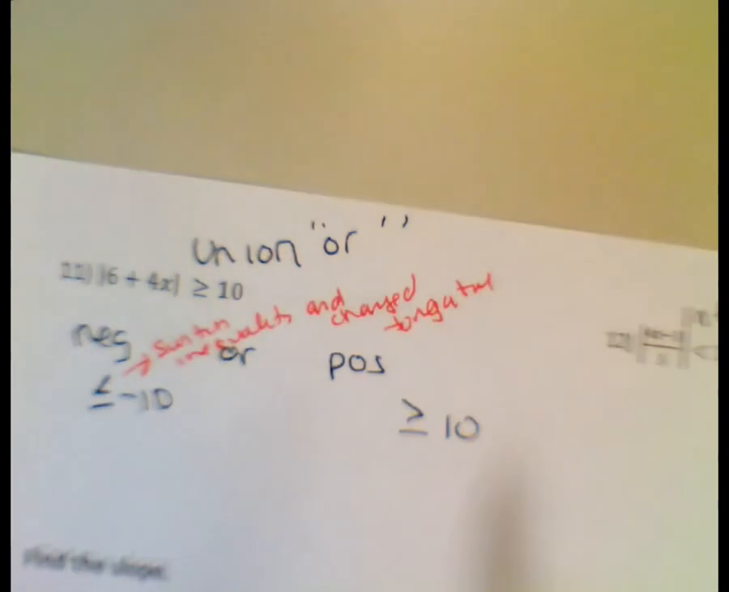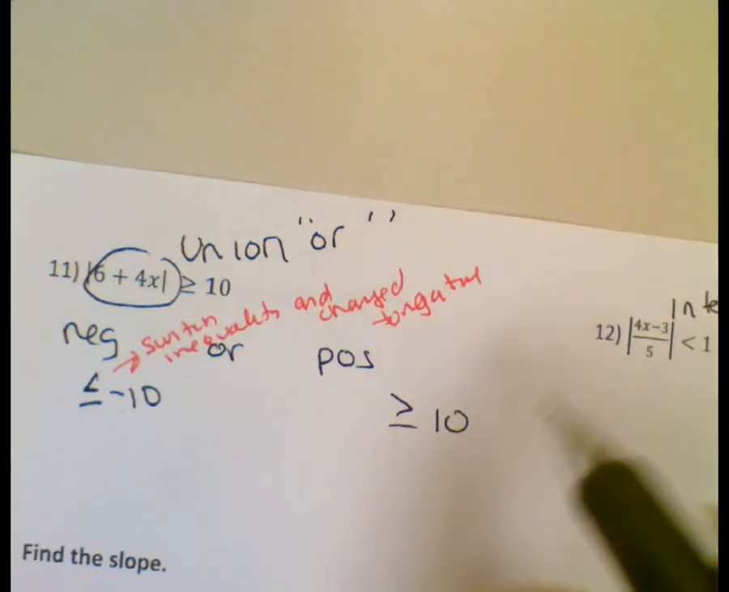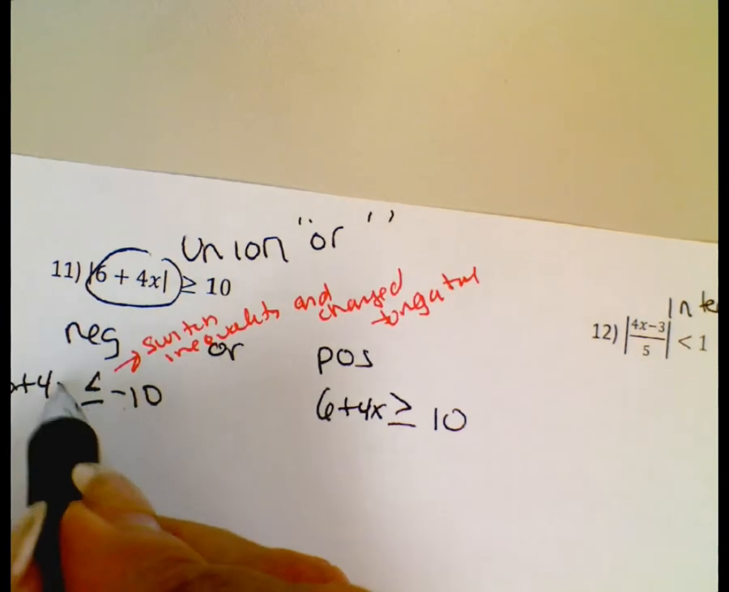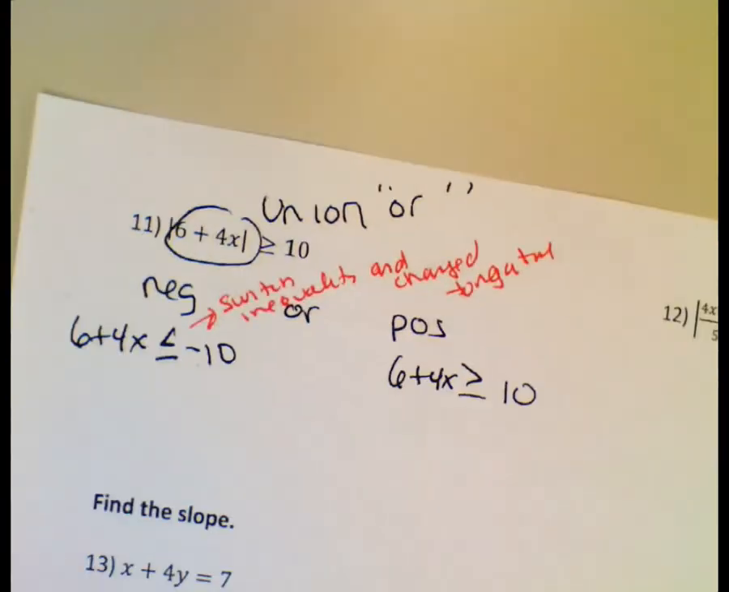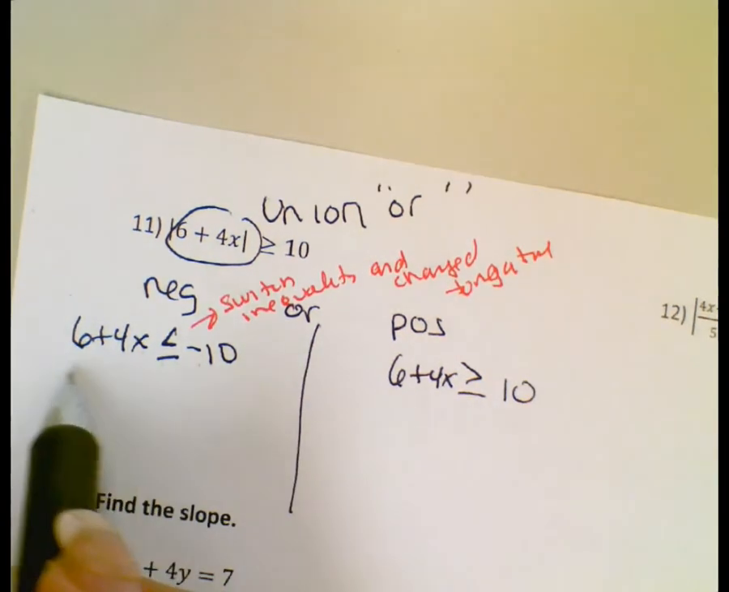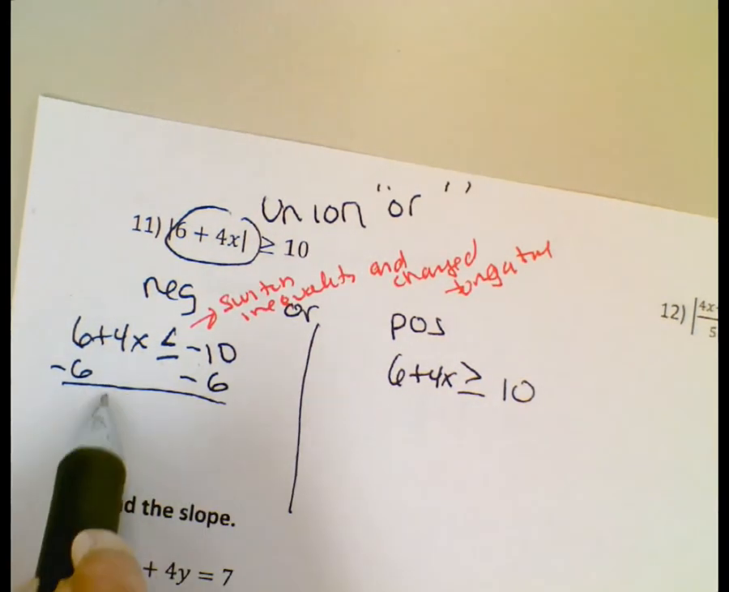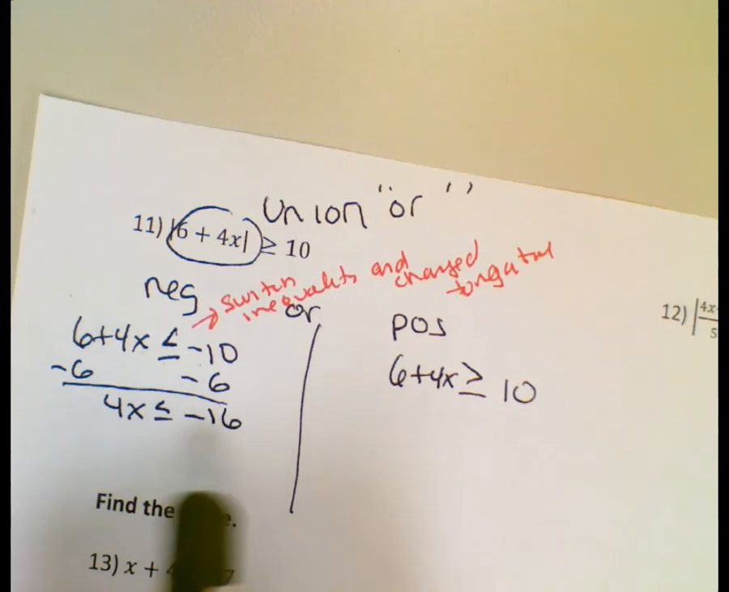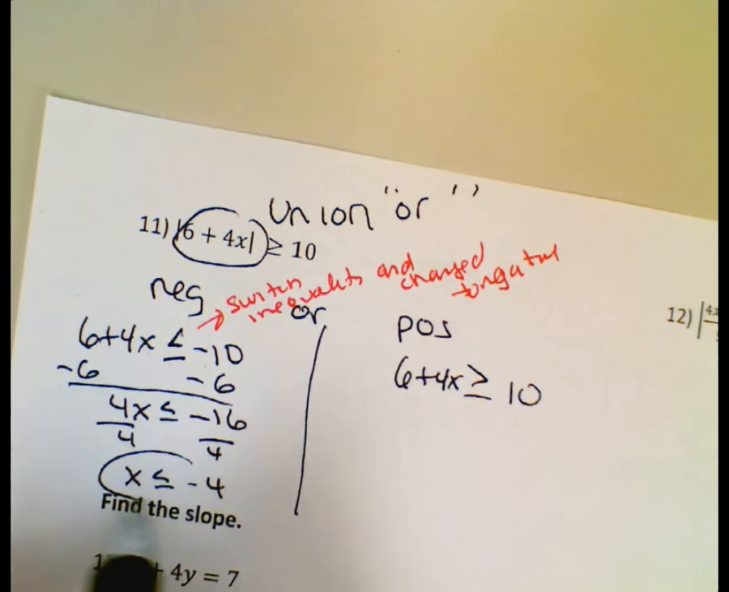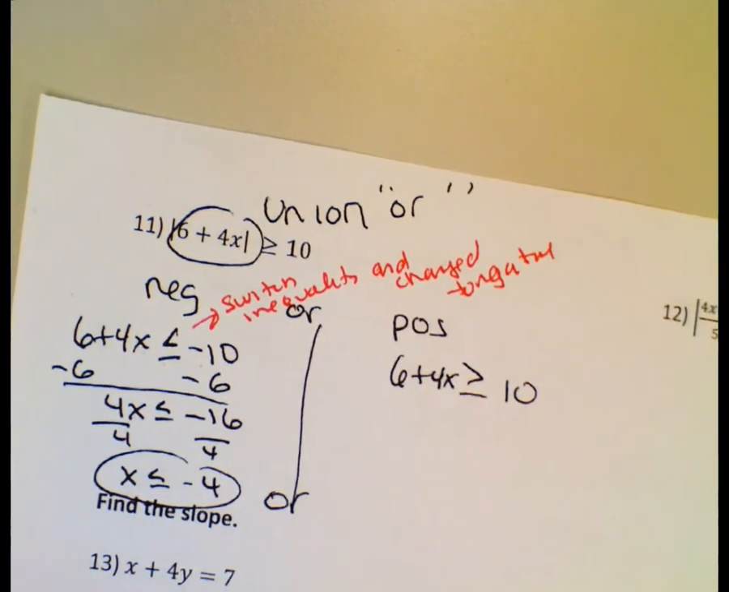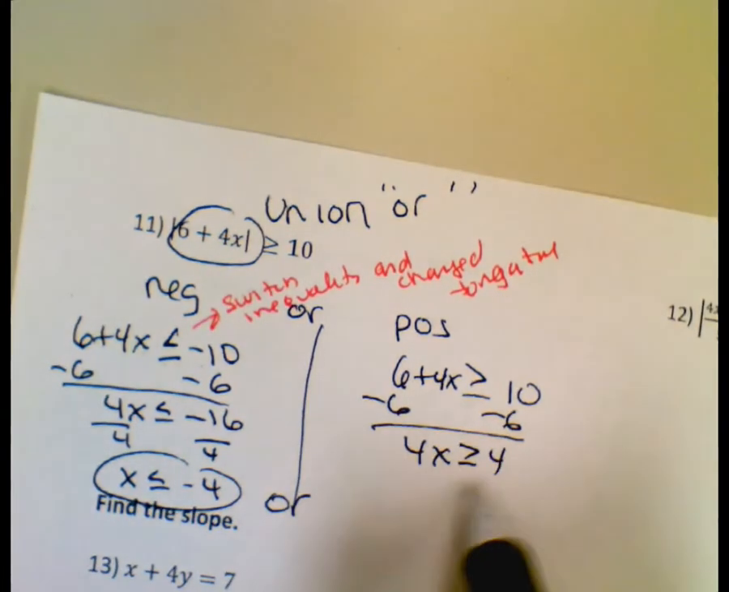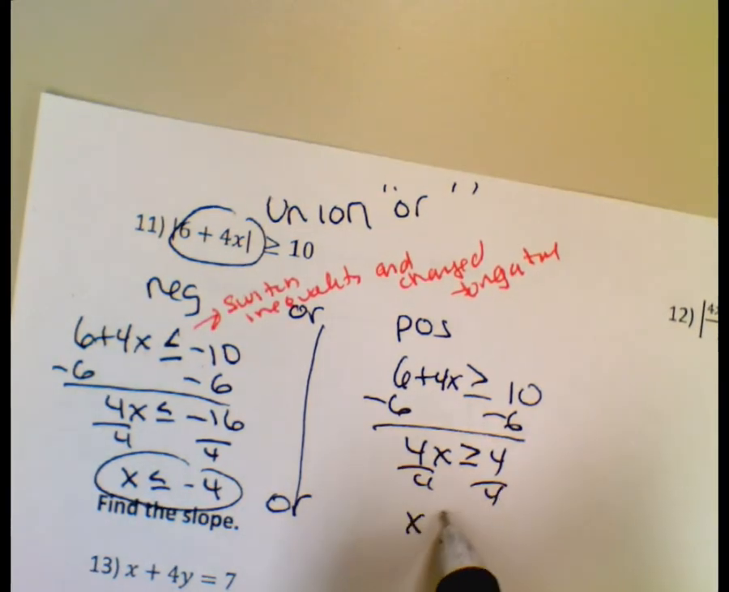Now what is greater than 10? That's this part that's inside the bars. 6 plus 4x, right, 6 plus 4x over here as well. That part doesn't change. So just divide it up, do them separately. Let's start with the negative side. Subtract 6, divide by 4, and x is less than or equal to negative 4. Circle that. Or over here, subtract 6, 4x is greater than or equal to 4, divide by 4, and x is greater than or equal to 1.